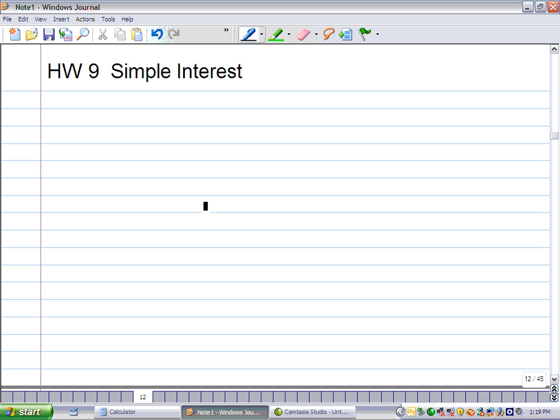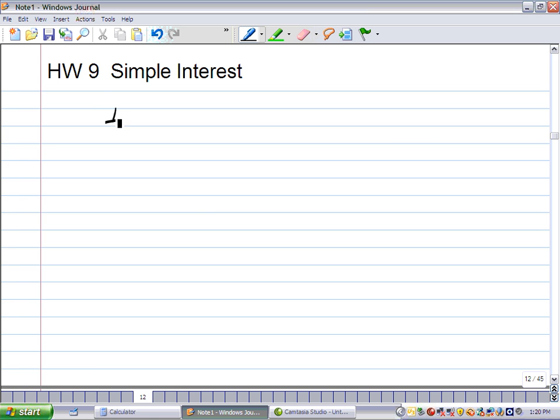In this last section of Homework 9, we're going to look at simple interest. Interest is money that you gain if you've invested money or saved it, and it is money that you pay if you've taken out a loan. You have to pay back more than you borrowed.